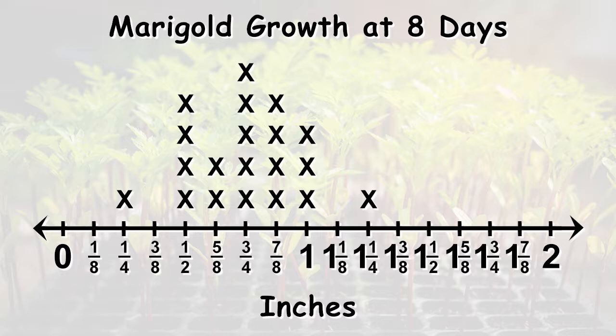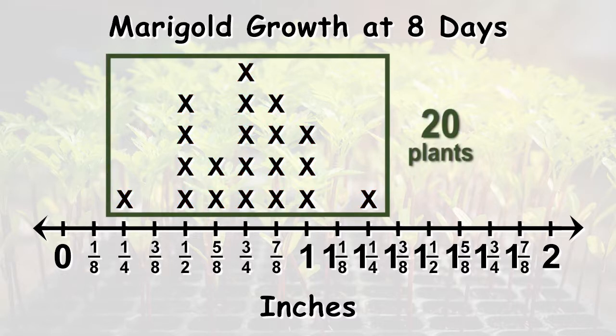Marigold sprouts were measured at 8 days, and their growth in inches was plotted here. Notice the different parts of a line plot. This includes the title, the scale, the minimum and maximum values, and the plotted data points. From this data, we can gather that a total of 20 plants were measured. Each X on the chart represents one measured marigold plant.